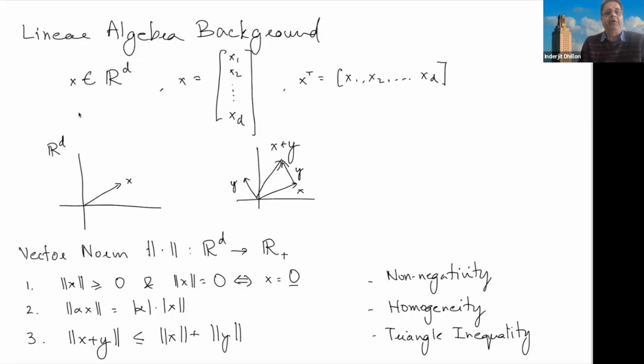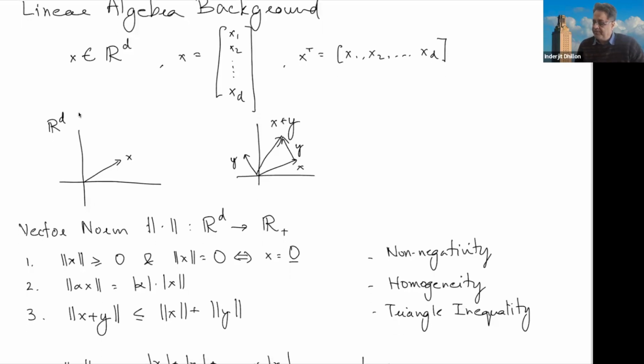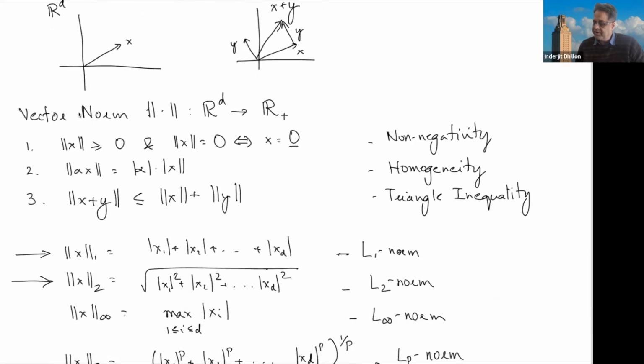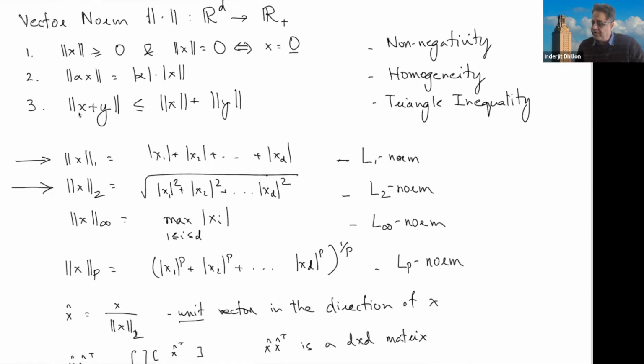Okay, so let me start, just reviewing the things that we did last time. So we talked about vectors. Each vector has a norm or a size and a direction. Size is called norms. We talked about different kinds of vector norms.